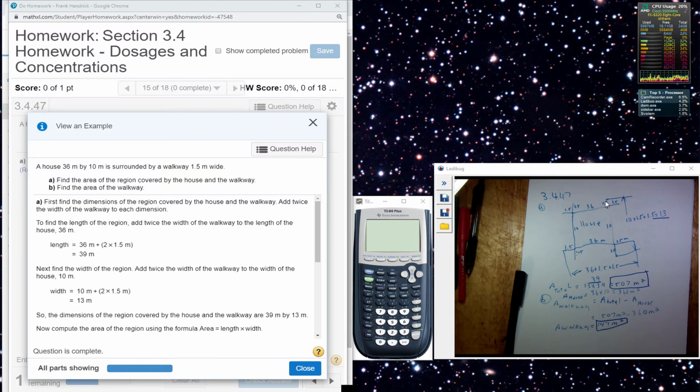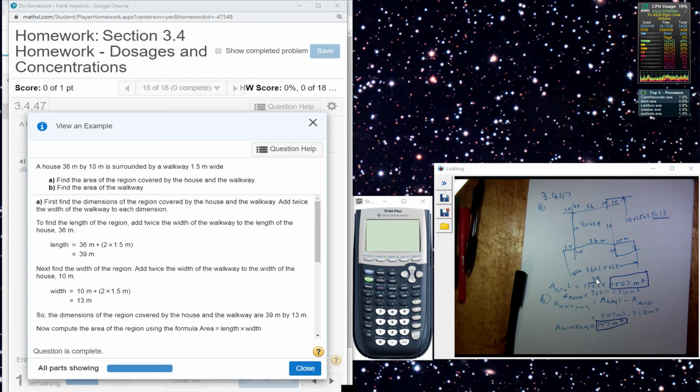So on the corner, it's going to go up 1.5 and 1.5 out. And down here, it's going to go up 1.5 and 1.5 out, and so on. So the overall length here is going to be 10 plus 1.5 plus 1.5, 13. So 13 from one corner there. Then going across, it's going to be 36 plus 1.5 plus 1.5, which would be 39.